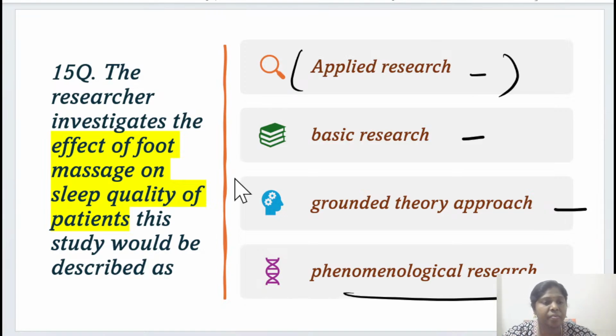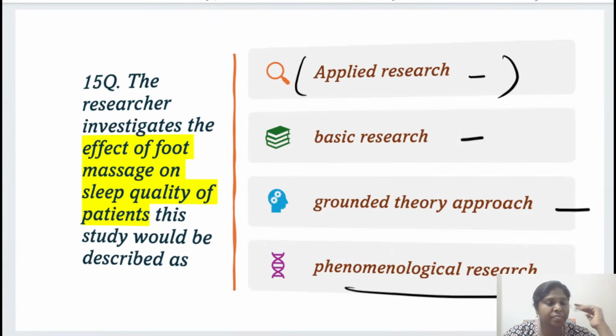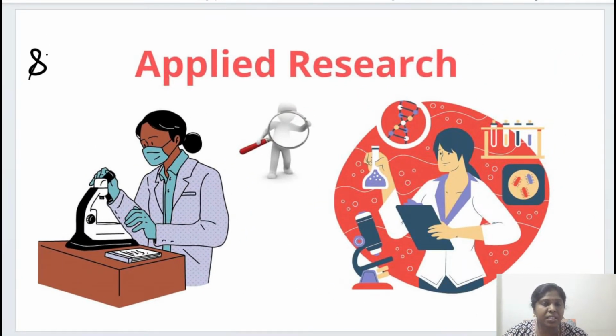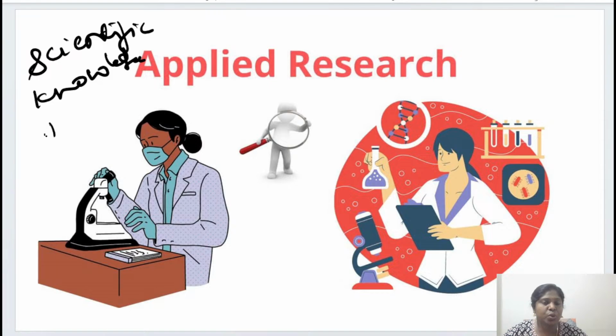15th question. See, when we are doing the applied research, it is a use of scientific knowledge. Here we use the scientific knowledge to solve real world problems.